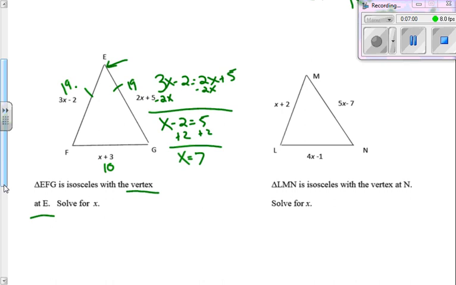All right, I would like you to try the next problem on your own. Make sure you note which one is the vertex angle and decide which two sides are congruent. So please pause the video, try the next problem. When you're ready, press play.